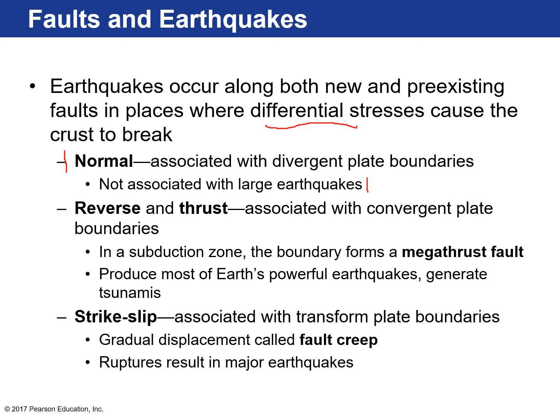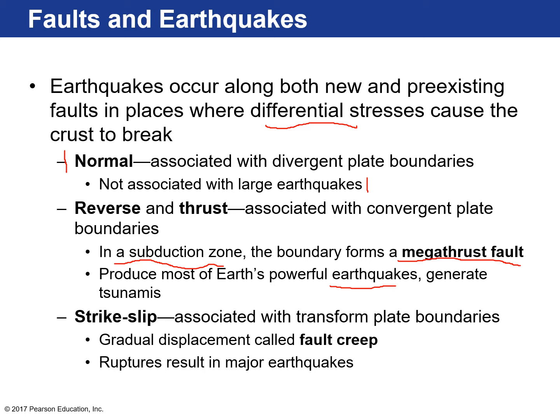Reverse or thrust faulting is found at convergent plate boundaries, where 2 tectonic plates are colliding with one another. In these environments where you can have a subduction zone, they generate megathrust faults, and megathrust faults are the faults that generate the strongest earthquakes recorded on Earth. They produce powerful earthquakes, and they can even generate tsunamis, which are very dangerous.